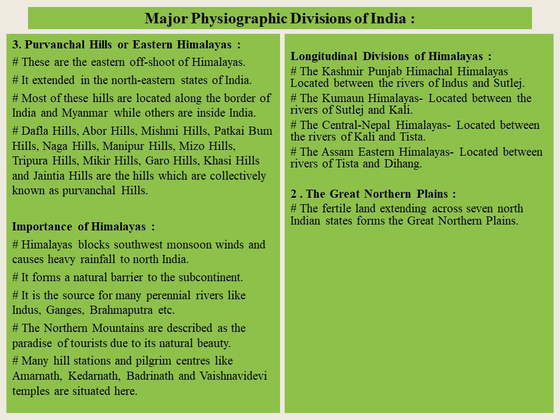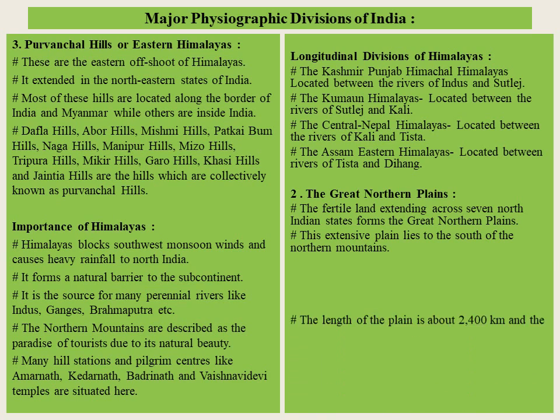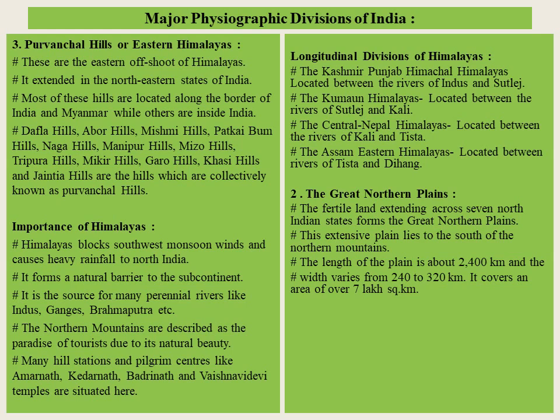These plains are one of the most extensive stretches of alluvium in the world, deposited by the rivers Indus, Ganga, Brahmaputra and their tributaries. The length of the plain is about 2,400 kilometers and the width varies from 240 to 320 kilometers. Its width increases from east to west.